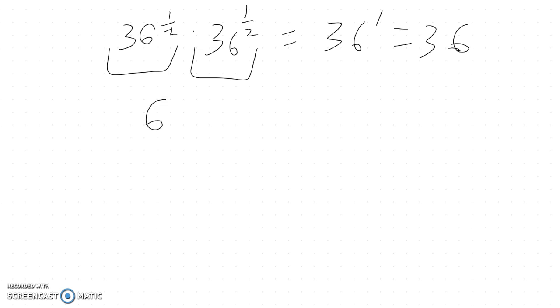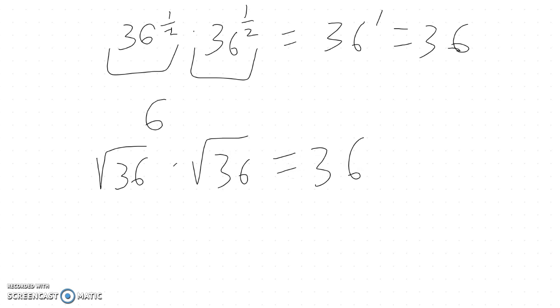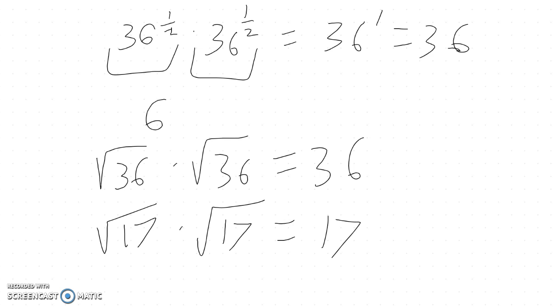What do we call a number such that if you multiply that number by itself, you get the original number? It's just the square root. The square root of 36 times the square root of 36 equals 36. Why? Because that's the definition of what a square root is. You can do that with any number. The square root of 17 times the square root of 17 equals 17. That's just what the word means.